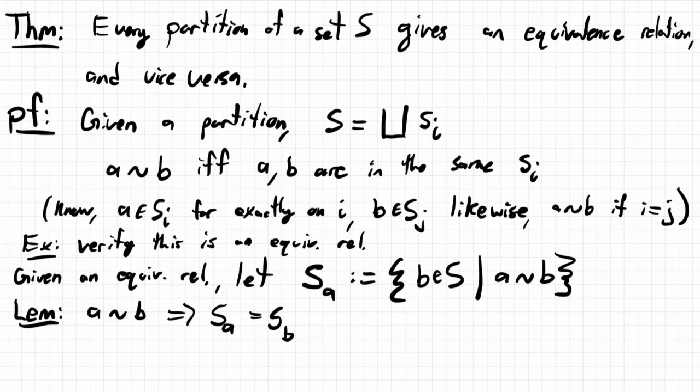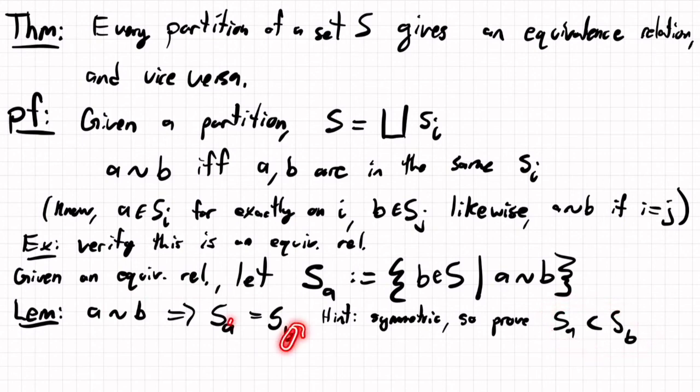And I'll give you a hint too. The hint is that this is symmetric, meaning that A might as well be B and B might as well be A, so you can interchange them. So you should prove that S_A is contained in S_B, and then that will get you the whole thing. Because S_A will be contained in S_B, but then because of symmetry, S_B will be contained in S_A, and then they're both contained in each other, so they've got to be equal. Okie doke.